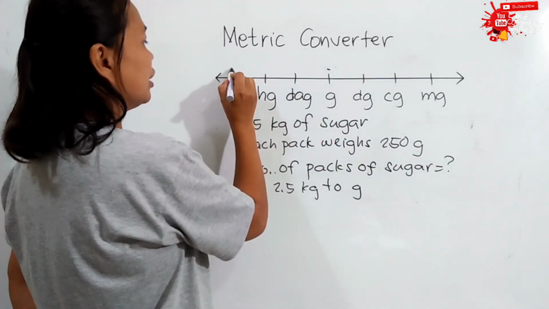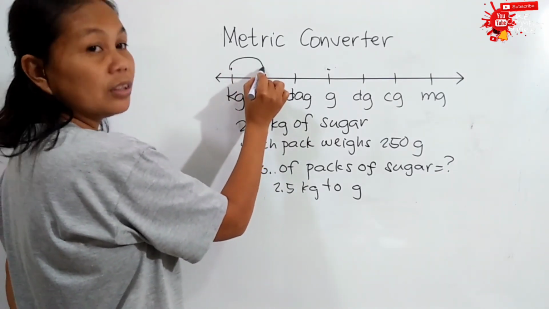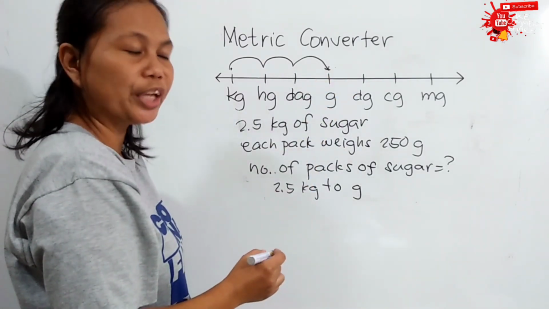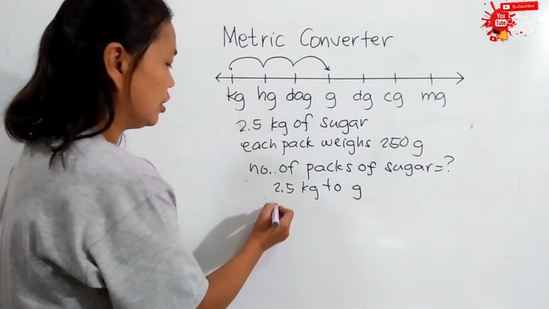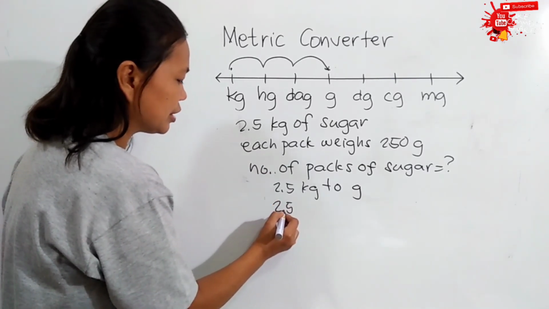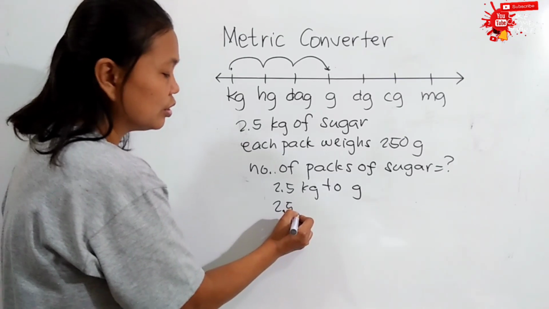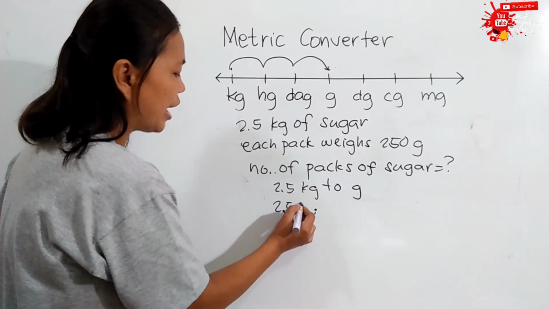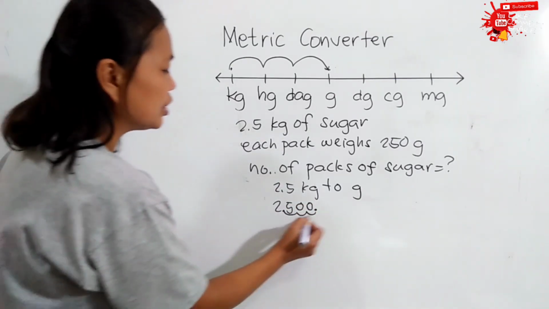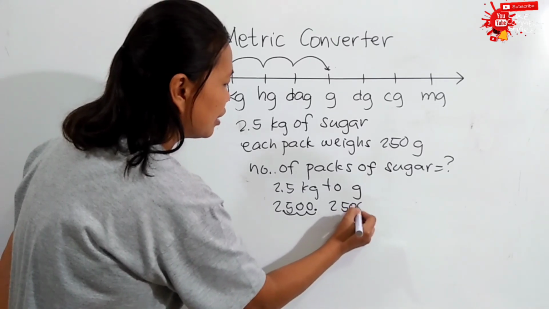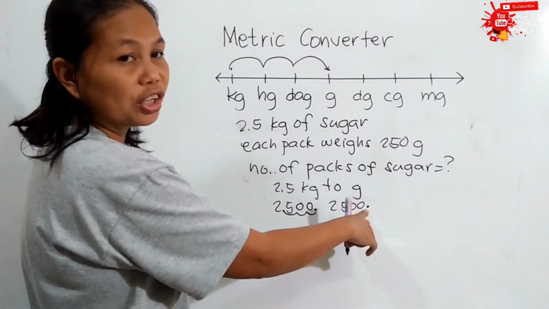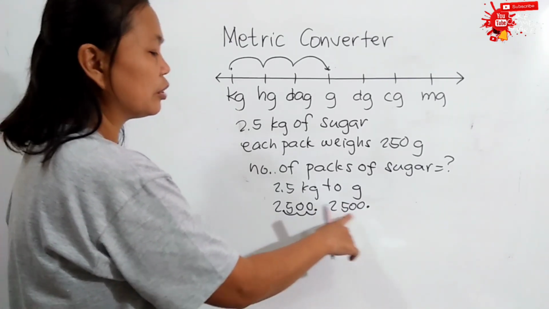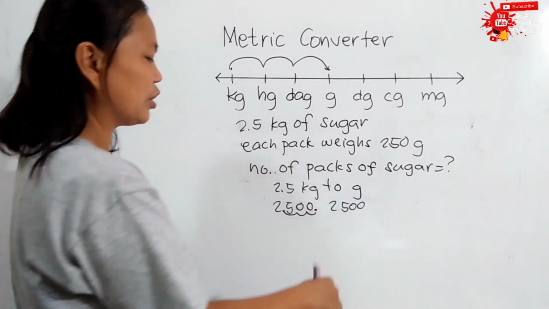So we have here kilogram. So we have 1, 2, 3. So we need to move the decimal point 3 times to the right. So this will be our number. So this is the decimal point. So we have 1, 2, 3. So this will be the new location of the decimal point. So we add 2 zeros for our spaces. So the answer will be 2,500. But since this is a whole number, we can now erase the decimal point.